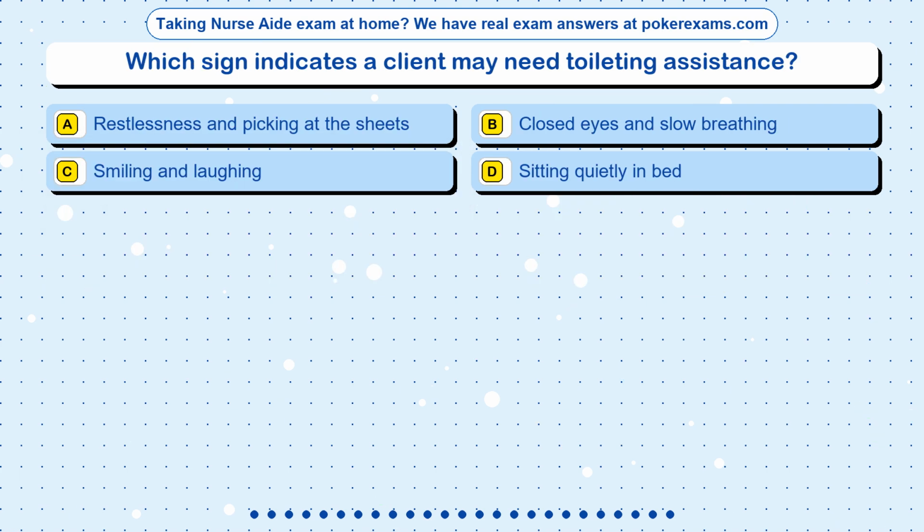Question 18. Which sign indicates a client may need toileting assistance? Option A, restlessness and picking at the sheets. Option B, closed eyes and slow breathing. Option C, smiling and laughing. Option D, sitting quietly in bed.